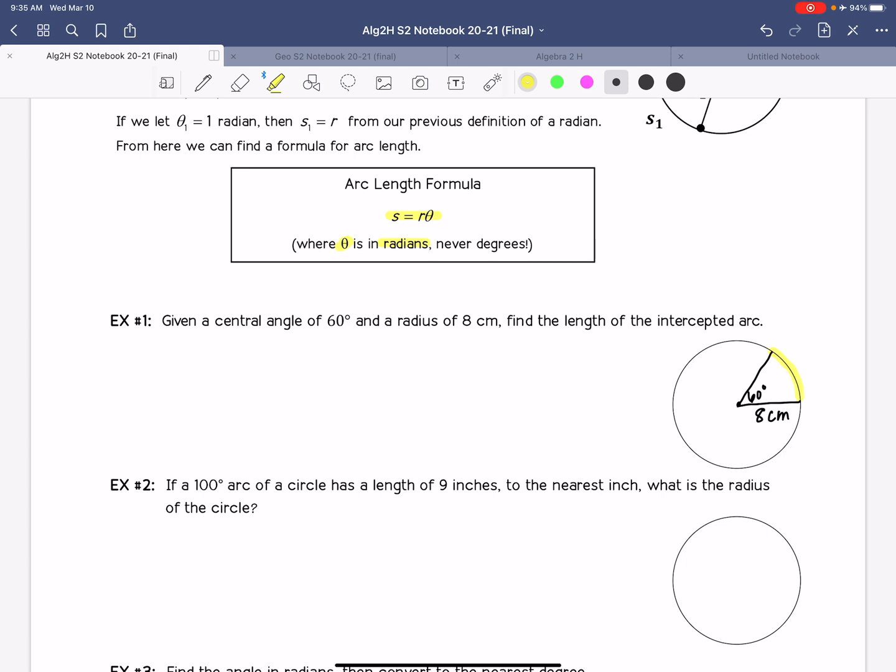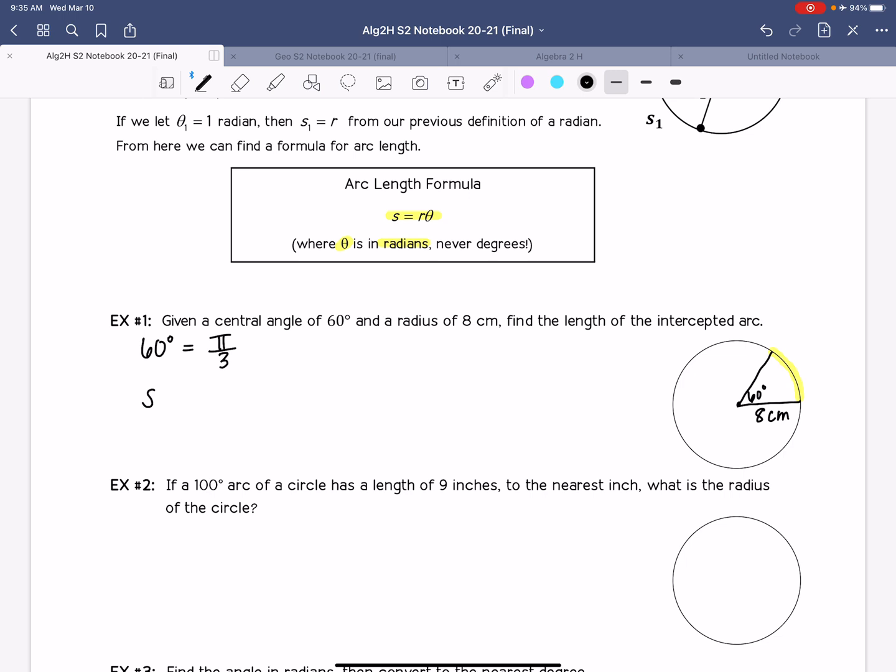The first thing I pay attention to is that 60 degrees is not in radians, that is in degrees. So what is 60 degrees equal to? This is one of the ones that you should just have memorized. 60 degrees is pi over 3. You should have your main ones memorized: 0, 30, 45, 60, 90. You should know those like the back of your hand. So 0 is 0, 30 is pi over 6, 45 degrees is pi over 4, 60 degrees is pi over 3, and 90 degrees is pi over 2. So we're using pi over 3.